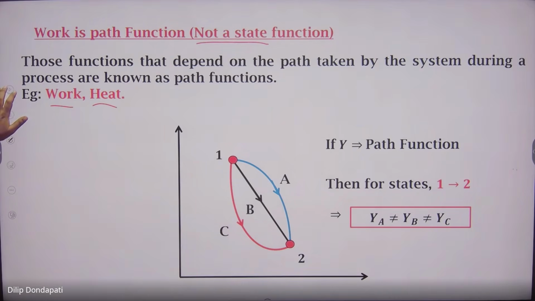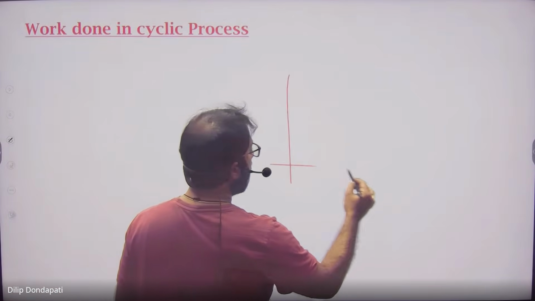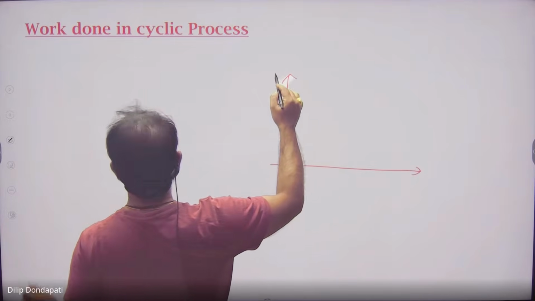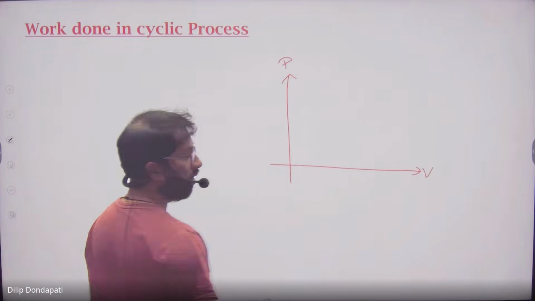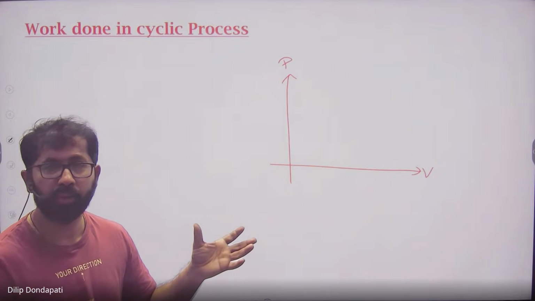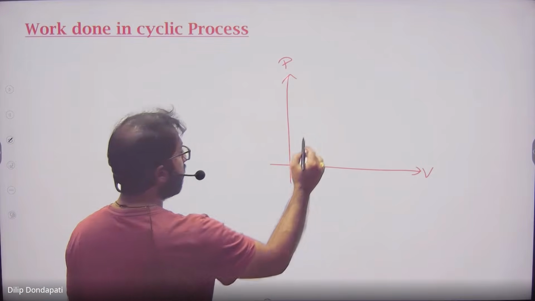Now suppose I want the work done in a cyclic process. In a cyclic process, a PV graph is given to you. One cyclic process is there. You know what a cyclic process is, right? The starting point and the ending point are the same. Okay, suppose this is a cyclic process.